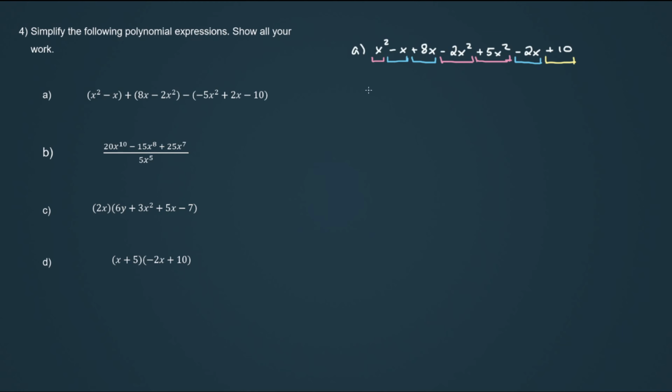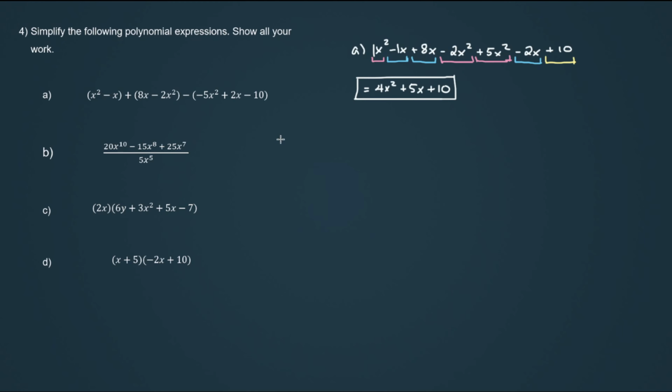So we put the coefficients together. Here we have like a coefficient of 1 kind of, right? Same thing here. So 1 minus 2 is minus 1, plus 5 is positive 4. Here we've got minus 1, plus 8 is 7, minus 2 is 5, so plus 5x, and plus 10. That is the answer for A.